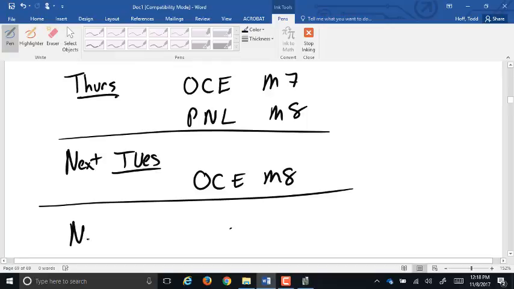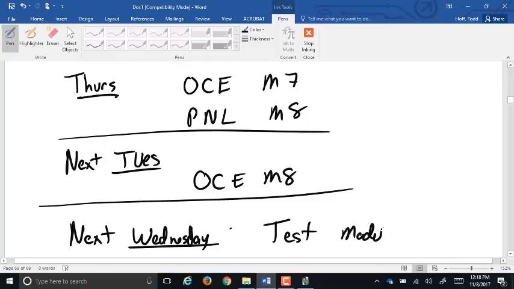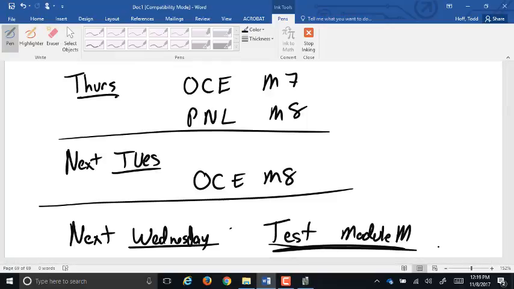Next Wednesday, we're going to do our test for Module M for our modeling. So we'll make sure we do have some time for review on Monday. The test is paper and pencil. It won't be in Quantway. So I'll have it sent out to your locations. So it should be ready for you in the classroom when you get there on Wednesday.